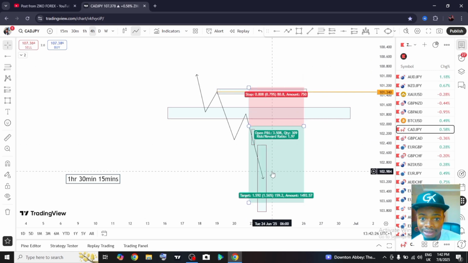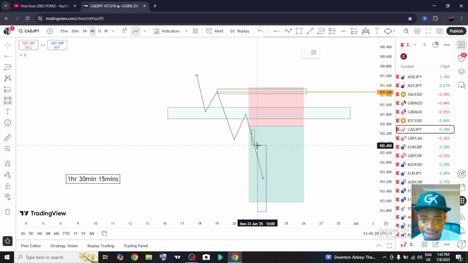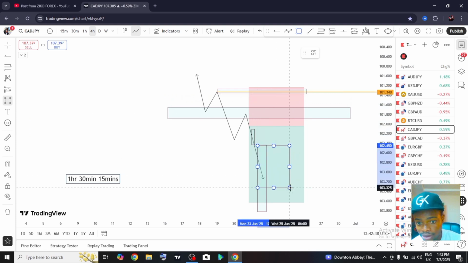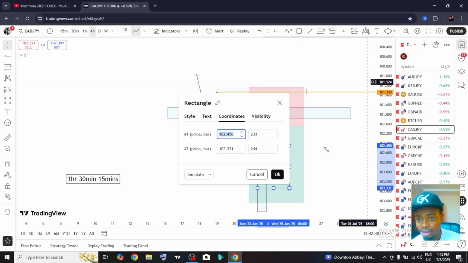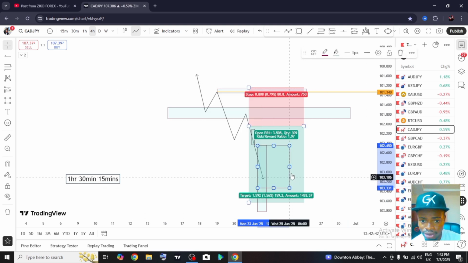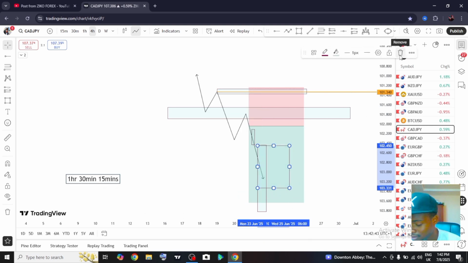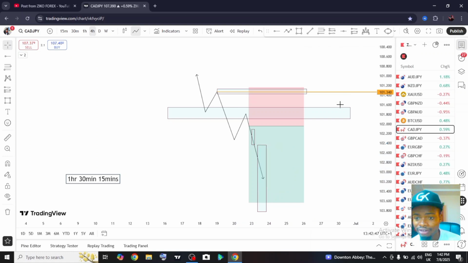Usually price will come like this. For example, if it's planning on wicking you out, sometimes it might wick you out here, but if you put your stop loss above some of those zones, it will reject from that zone and actually go back to hit your take profit. So let's go to the chart and let me show you exactly what I've been explaining.